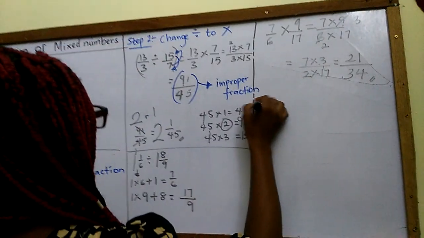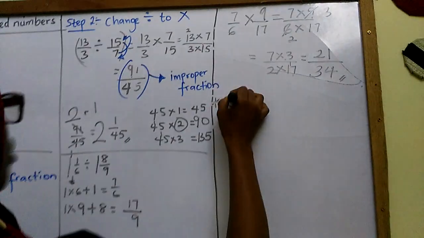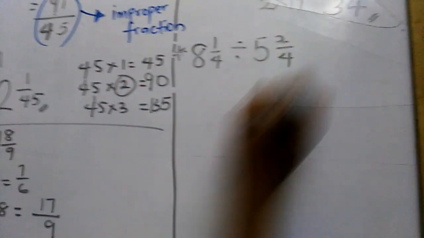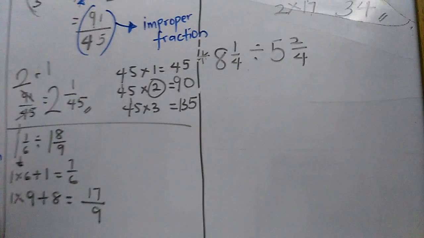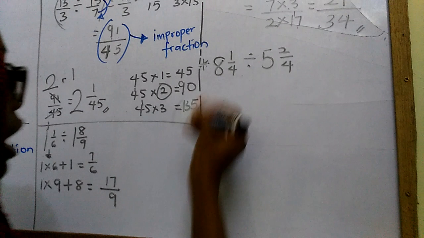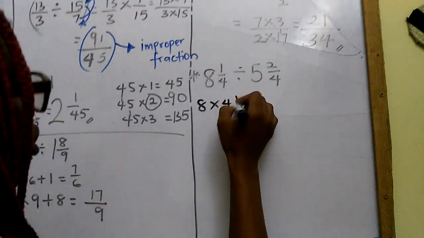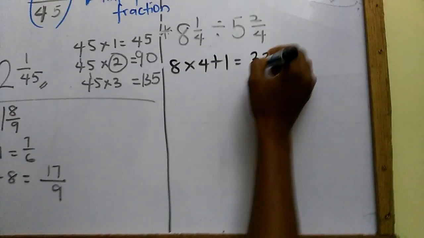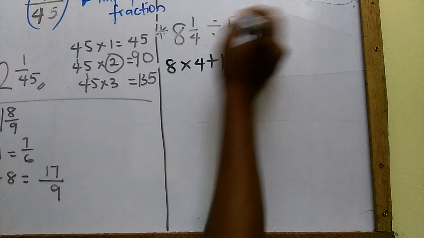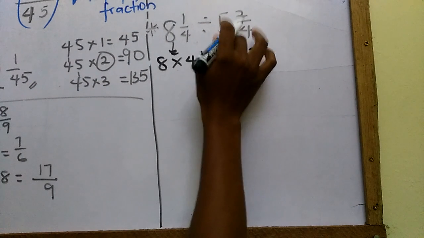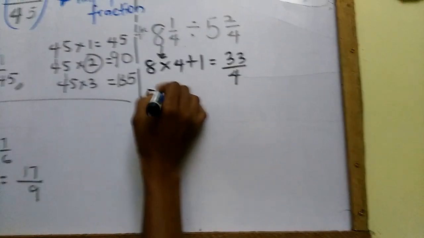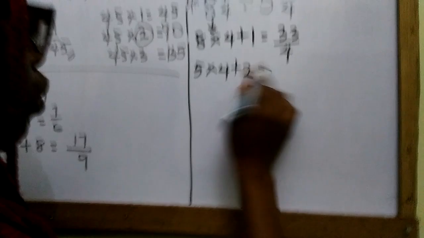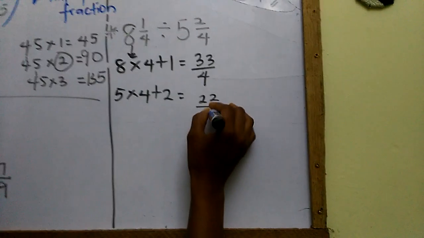Now for question 3. You have 8 whole number 1 over 4 divided by 5 whole number 2 over 4. Step 1 is to change mixed number to improper fraction. So you have 8 times 4 plus 1. 8 times 4 is 32, 32 plus 1 is 33 over 4. Now, here too, we are changing this to improper fraction. So you have 5 times 4 plus 2. 5 times 4 is 20, 20 plus 2 is 22 over 4.